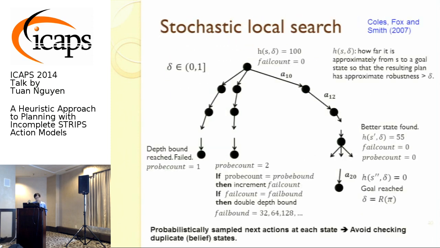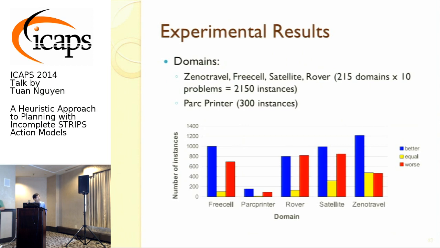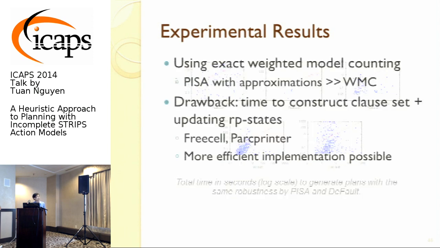One other thing is that in terms of the search, I used the stochastic local search used by Andrew Coles in 2007. The reason is that this search uses local search to escape local minima, and I can avoid checking duplicate belief states. We compared with the default in five domains, and it is better than the previous approach in four domains and worse in one. And we also compare in terms of the time to generate the same robust plans.